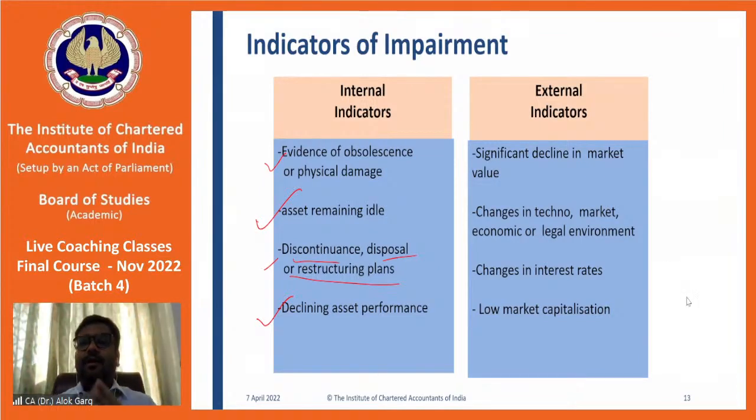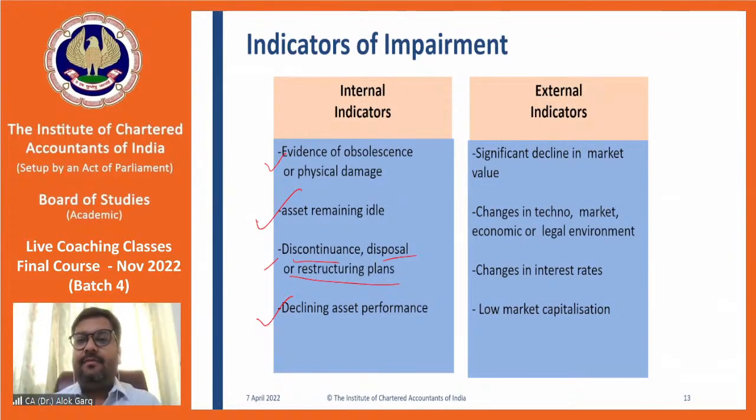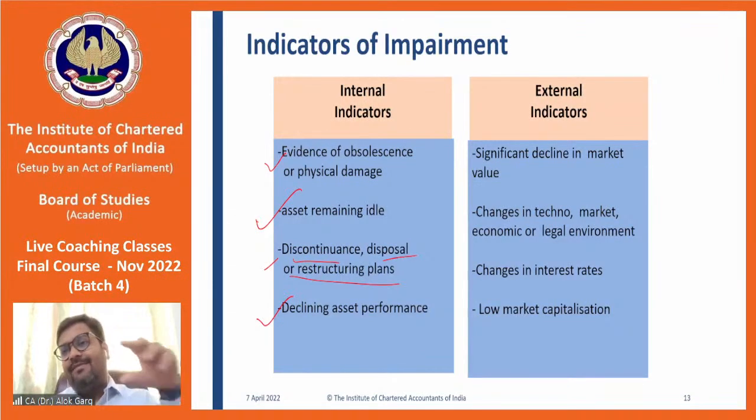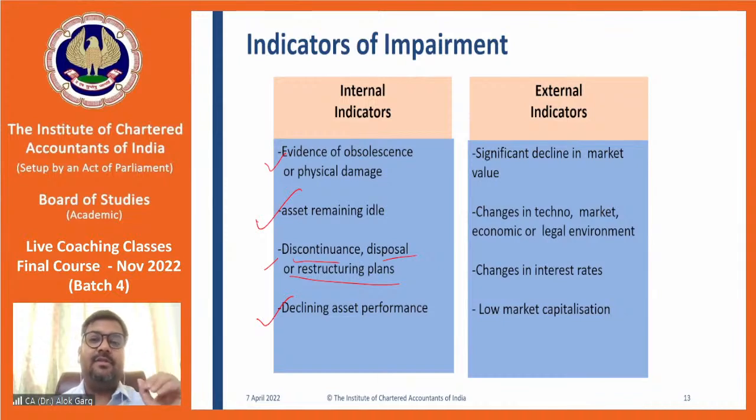Yeah, external indicators. We have seen that the internal indicators are largely related to the operation and to management decisions. For example, physical damage is internal: the machine or the asset has actually witnessed physical damage. The asset is lying idle. The asset performance is going down. The management has disposal, discontinuation or restructuring plans, right?